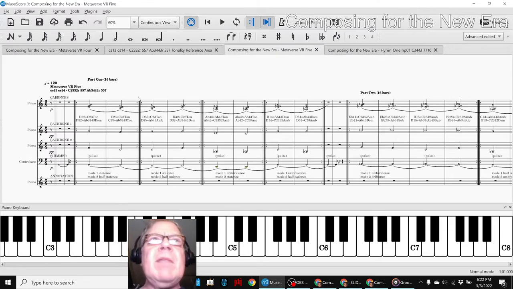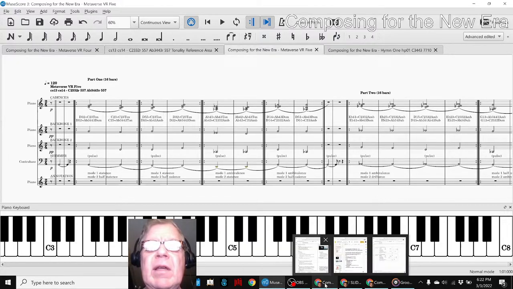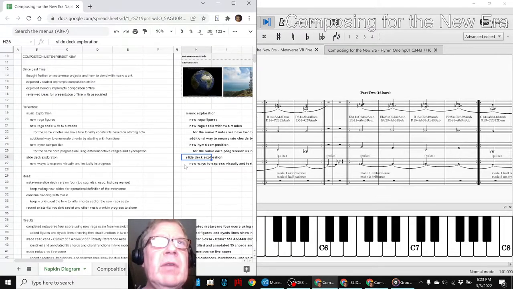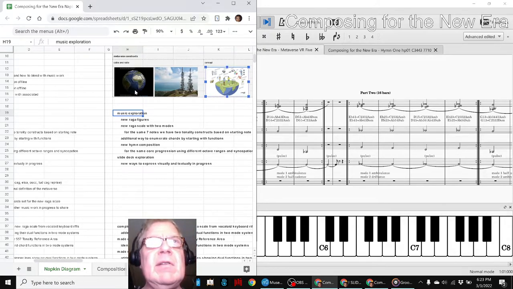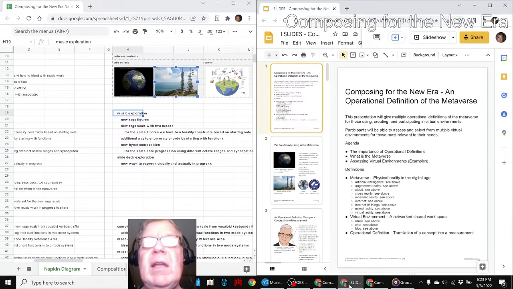Now, before we play Metaverse 5, we got to go back and talk about the slides that we did. So again, remember that we also wanted to explore our slide decks, and these were some images that we had ready to go. We wanted to add this image into our slide deck. These are images representing the metaverse. So we got that done, and we actually got all the way through.